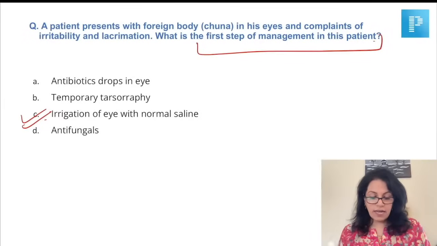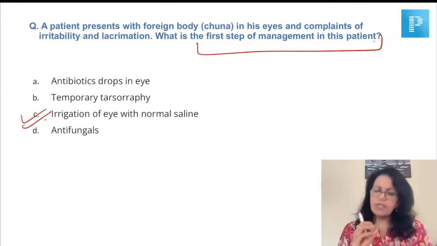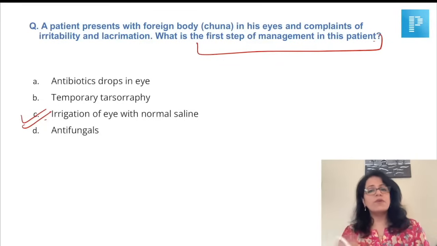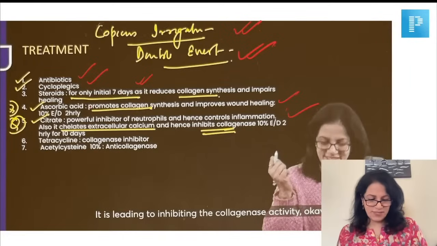Okay, Harish, the first step would always be irrigation of the eye with normal saline. That has to be the first step, na? Only after that are you going to pad and bandage the eye. You won't do it before that, correct? So we will answer this only: irrigation of the eye with normal saline.